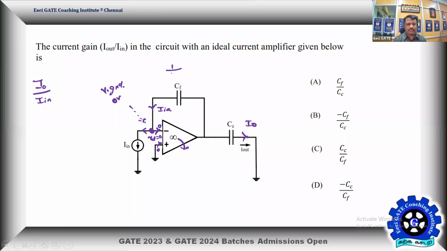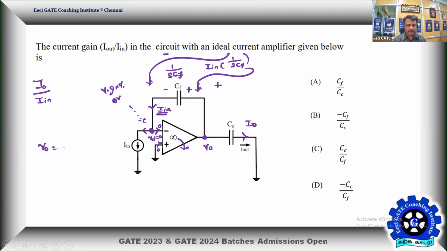Let me take the impedance offered by this feedback capacitor as 1 by S CF. And here we are going to make a potential drop across this. What is the drop it is going to create? The drop it creates is going to be as per the current direction, plus or minus. So let me take this current as I in. So it's going to be I in into 1 by S into CF. That's a voltage, so that is going to be the output potential V naught. So V naught is equal to I in into 1 by S into CF. That's your output potential.